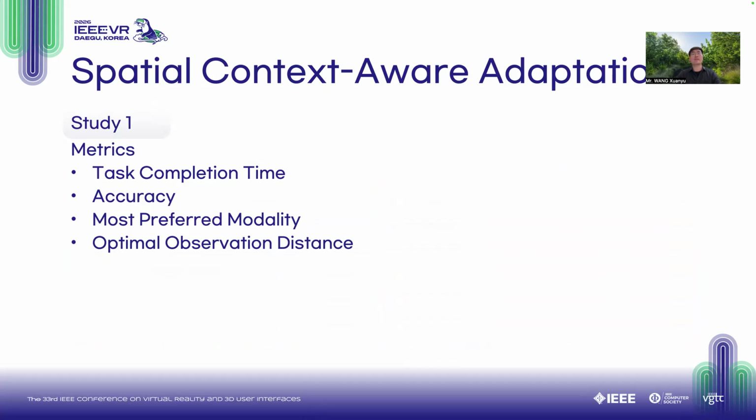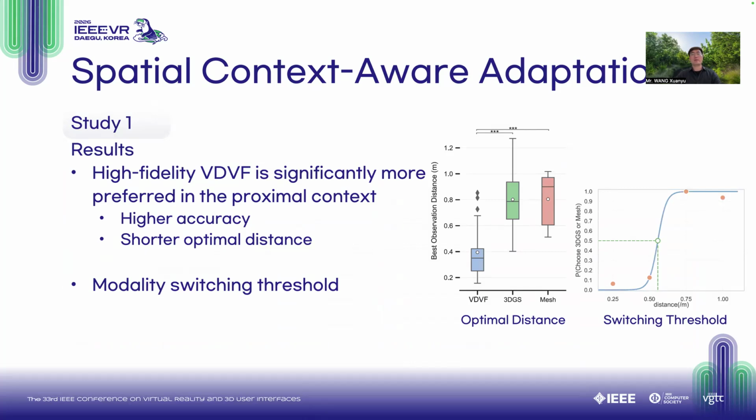And results show that users prioritize fidelity in proximal context and prioritize spatiality in distal context, so adaptively employing VDVF and 3D GIS or mesh modalities in the corresponding spatial context is necessary. We also identify the modality switching threshold through psychometric function fitting, which provides a quantitative foundation for the adaptation.